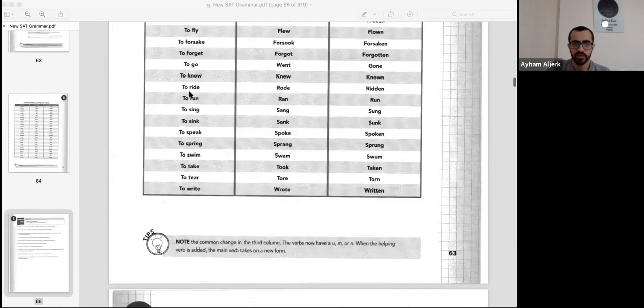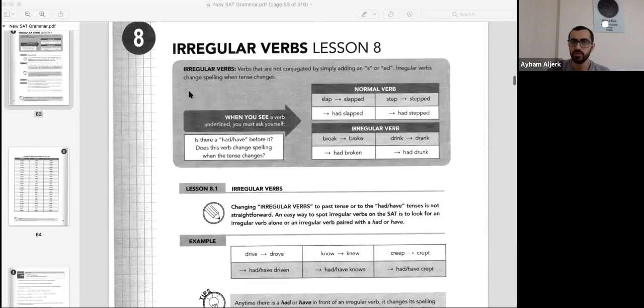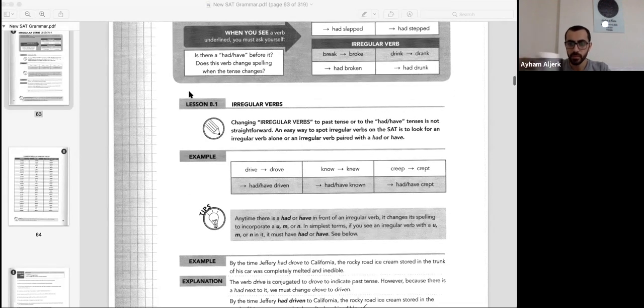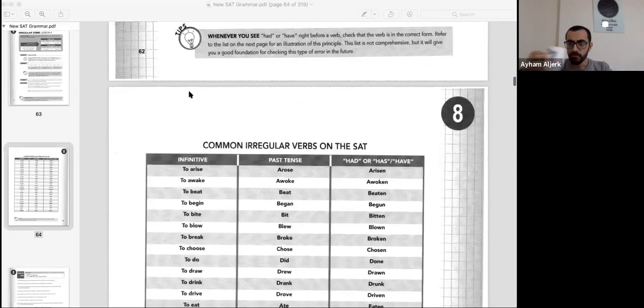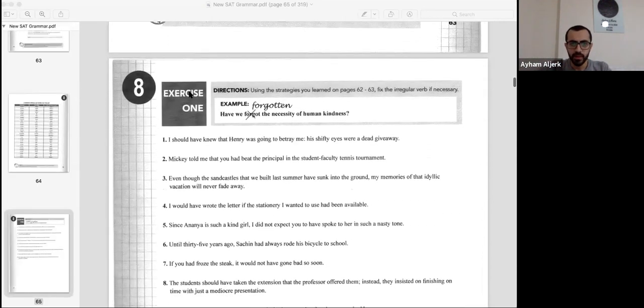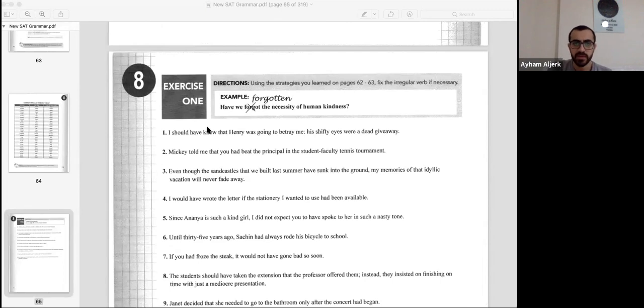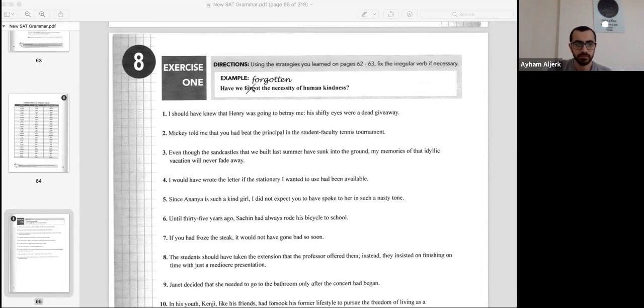Before we start doing the activities, do we have any questions so far about irregular verbs? Okay, let's start with the activities then. So, using the strategies you learned on page 62, 63, try to fix the irregular verbs if necessary. So we might have some sentences with no change. Let's start with the first one.